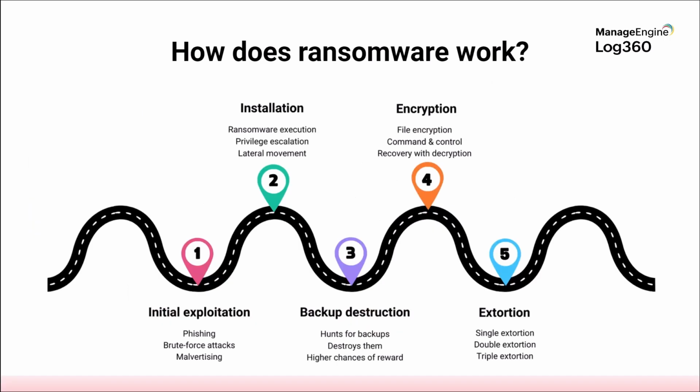To prevent or detect these attacks, it's important to understand how it works. Ransomware attacks usually have 5 stages: initial exploitation, installation, backup destruction, encryption, and extortion. Initial exploitation is how attackers gain entry into the victim's network. To do this, they use methods such as phishing, brute force attacks, or malvertising to download the malcode into the victim's system. In the installation stage, the malcode gets executed and is installed on the victim's device. It then attempts to elevate privileges and increase the spread of infection by moving laterally.